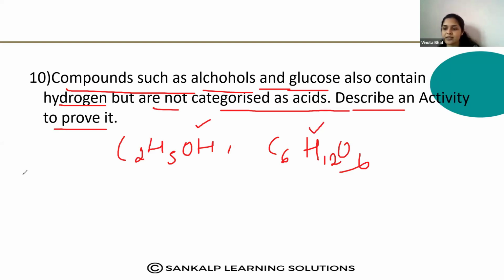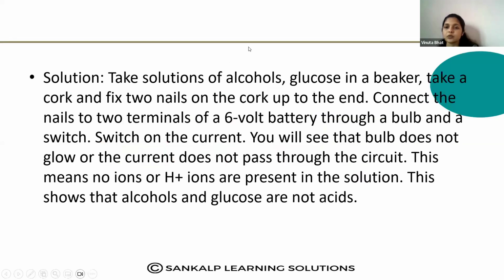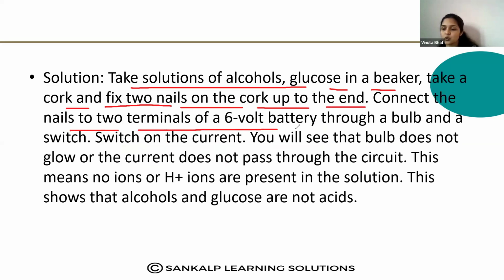Why are these not categorized as acids? To perform this activity, you have to take the solutions of alcohol or glucose in a beaker, and a cork, and fix two nails on the cork up to the end. Connect the nails to the terminals of the 6-volt battery. When you connect the 6-volt battery through the bulb and a switch and switch on the current, you will see the bulb does not glow or current does not pass through the circuit.